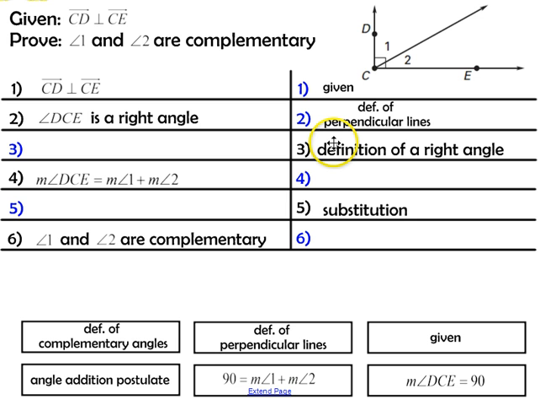Then, how can we use the definition of a right angle to tell us something? The definition of a right angle is that the measure of that angle equals 90 degrees. Now, when you look at line 3 to line 4, it seems like we might want to use the transitive or substitution because measure of angle DCE and measure of angle DCE is still there, but that 90 changes to a measure of angle 1 plus a measure of angle 2.